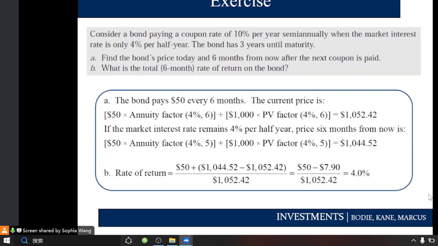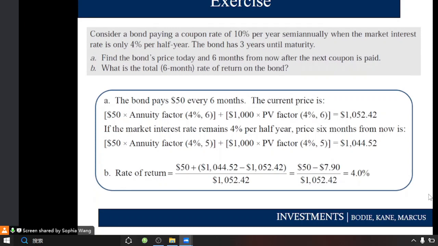The market interest rate is 4% per half year, and totally 3 years. But you receive payments every half year, so here it is 6. This is the first time. After 6 months, all the parameters are the same, but you should change 6 to 5, because half a year has passed.